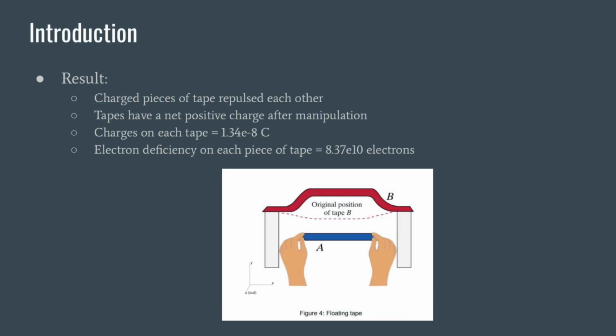The charged pieces of tape repelled each other. The charged pieces of tape were also determined to be positively charged. The charge on each piece of tape was determined to be about 1.34 times 10 to the negative 8th coulombs. Each piece of tape was determined to be deficient of about 8.37 times 10 to the 10th electrons. And as you can see, tape A was on the bottom, and that was what caused tape B to float.